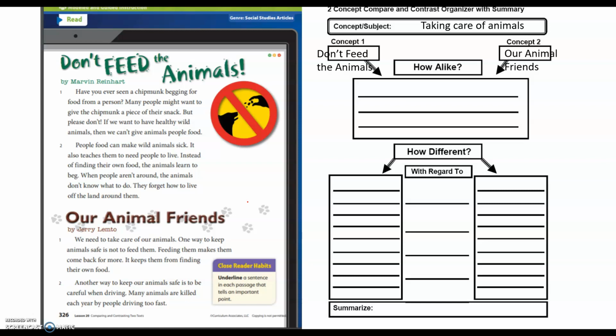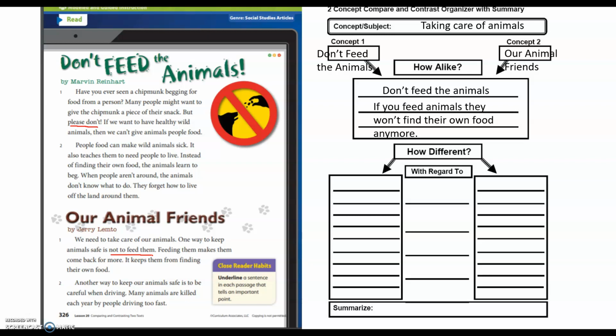So let's talk about some ways they're the same. I know they're both saying to not feed animals. Right here it says, please don't. And right here it says not to feed them. So those details are the same.